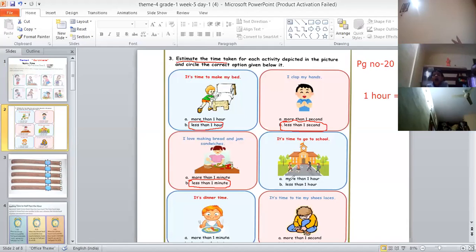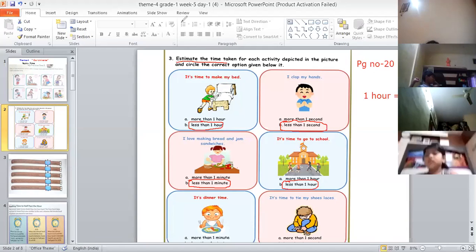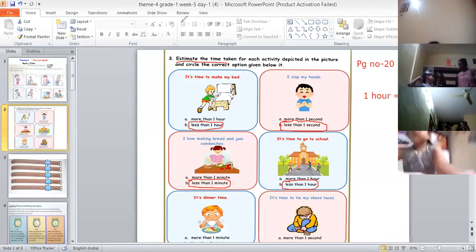See, children, this depends on the distance. Like, how far is your home from your school? So this question depends on that. Generally, it takes less than 1 hour. But if a few children are taking more than 1 hour, then they can circle the first option. Otherwise, option B is correct. Generally, it takes less than 1 hour.